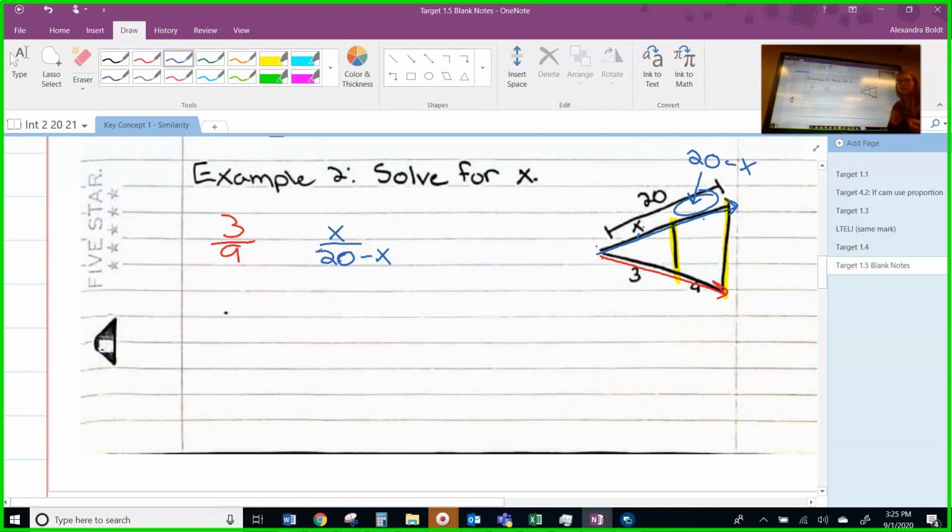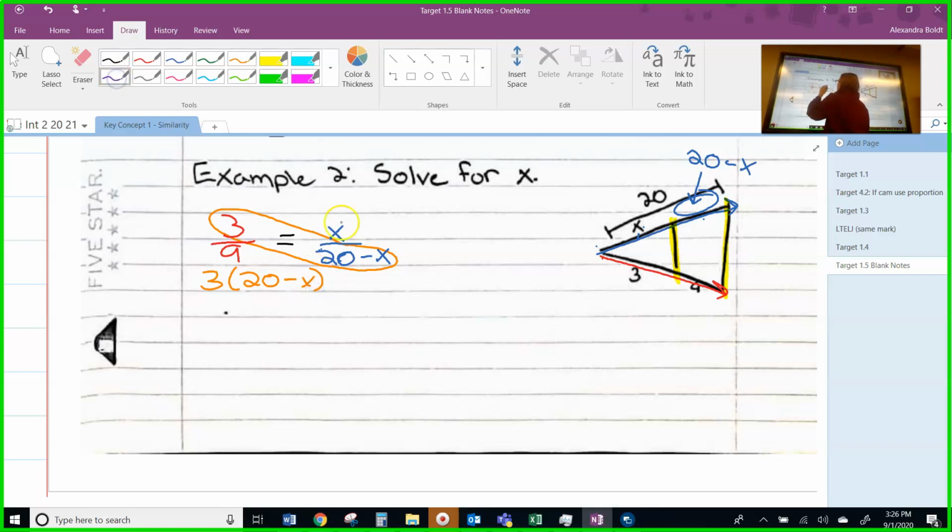X over 20 minus x. I guess I gotta not push so hard. And these are going to be equal. And then our favorite thing to do, right? So we have 3 times 20 minus x and 9 times x. And those are equal.